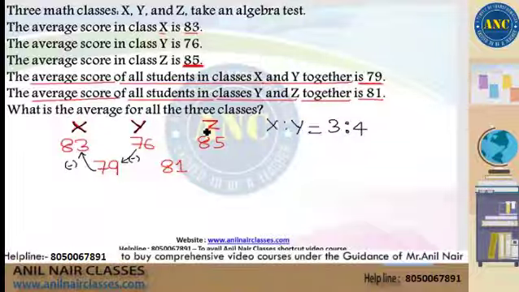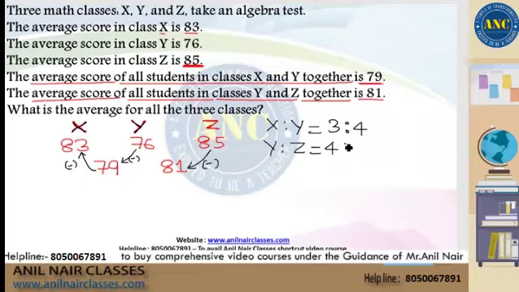Similarly, if I take these 2 and alligate, Y and Z and alligate, I will get Y by Z ratio. 85 minus 81, it is 4. 81 minus 76, it is 5. If you observe, I have a variable Y here. That value is 4. I have the same variable Y here also. The value of that variable Y is also the same 4.